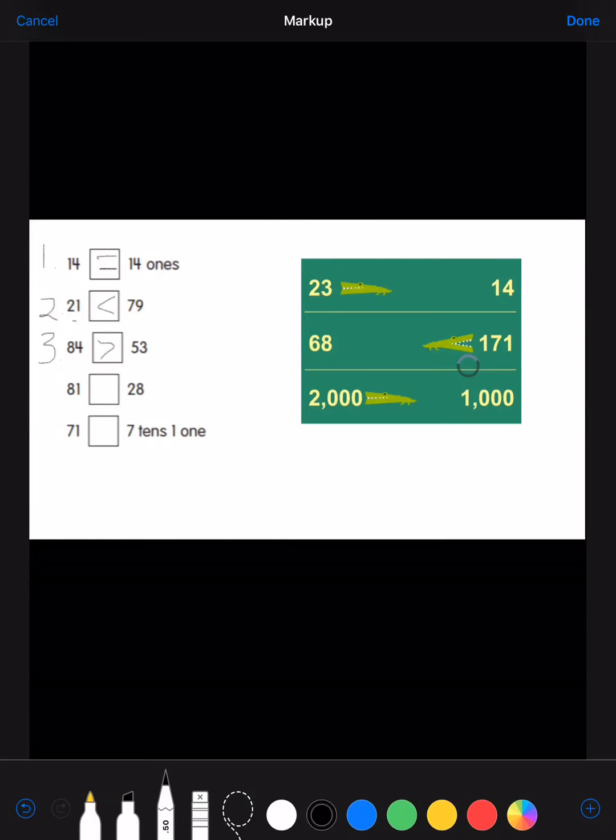Remember, we want the alligator to chew or munch on the greater number, and 84 is greater than 53. Let's take a look at the next number. We'll put number 4 there.